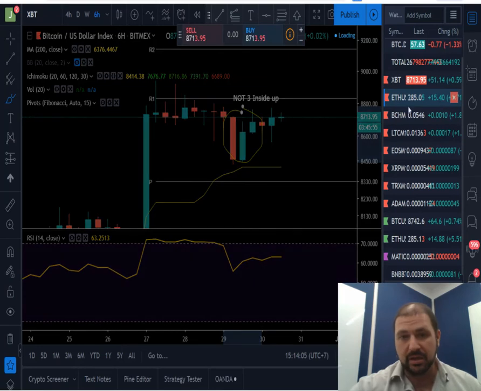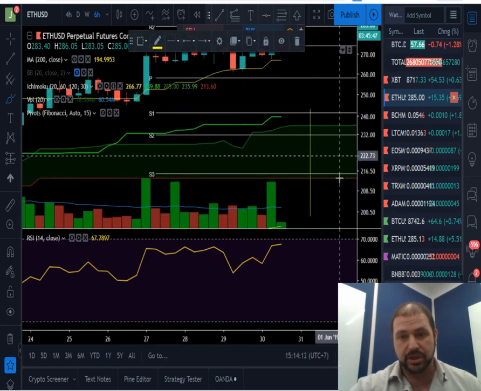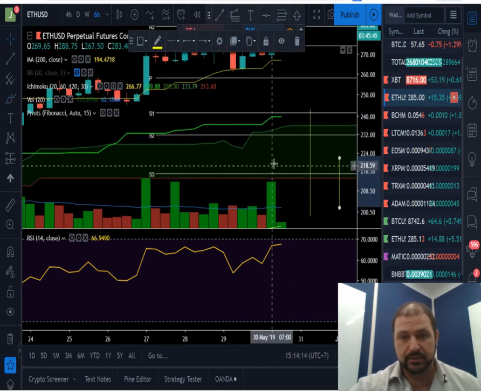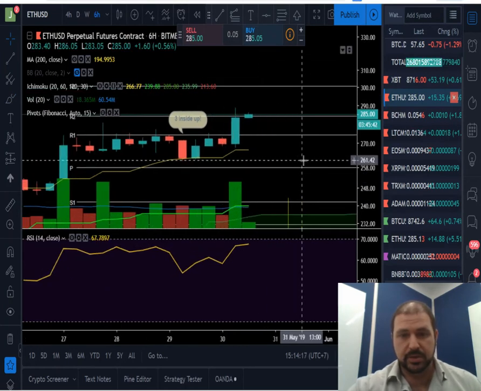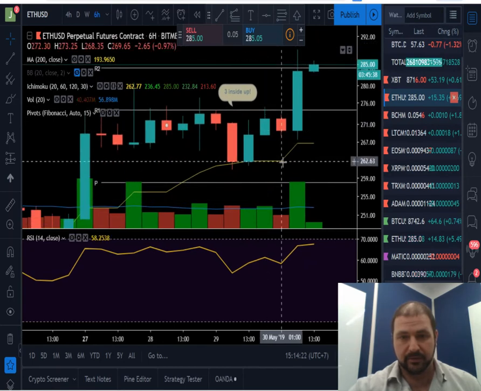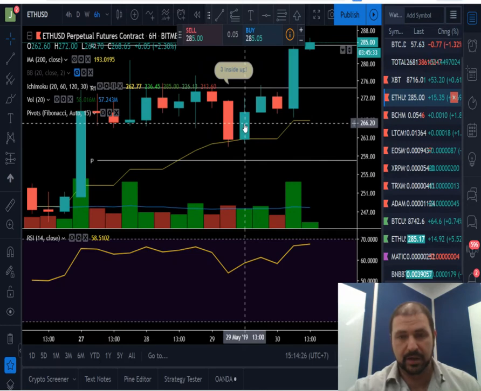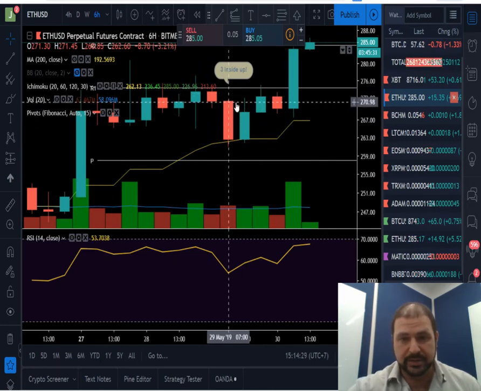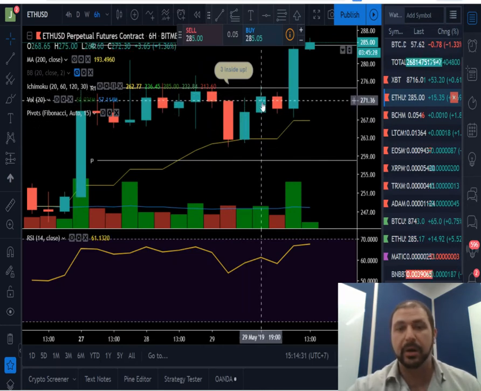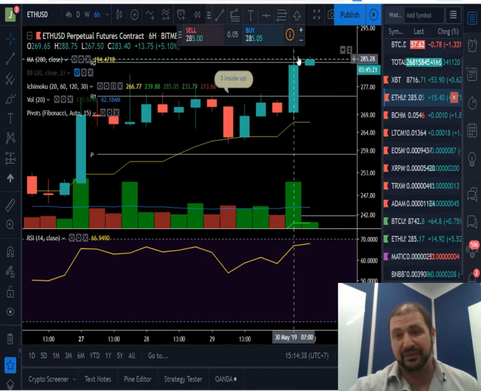But if we go to Ethereum, we can see how that is a little bit different. Ethereum did have a 3 inside up, and I'm just going to show you that right now, how Ethereum is different on this candlestick pattern. So we had the long bearish candle here, followed by a harami, okay? And then if you look at the top of this candle where it closed above the first candlestick, look at the price action that's happened after.